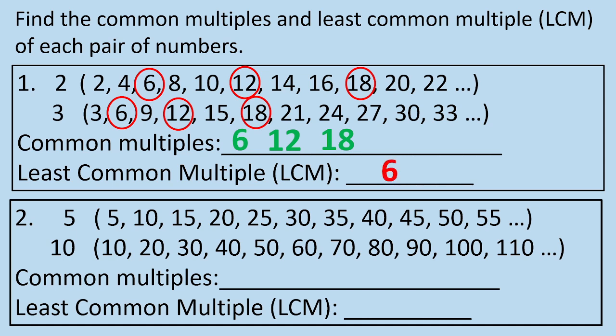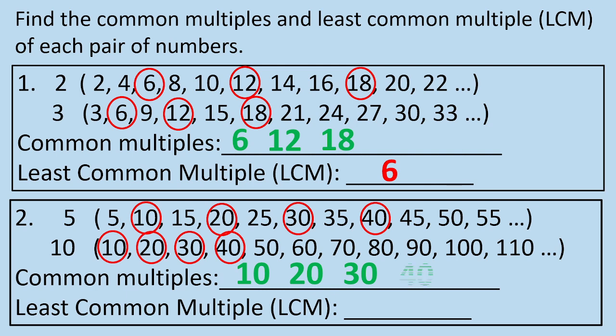Number 2, 5 and 10. The common multiples are 10, 20, 30, 40, and 50. So, the least common multiple is 10.